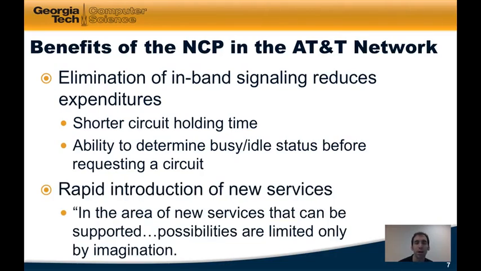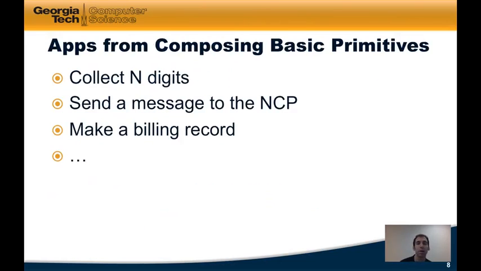Secondly, the technical reports cite the potential for rapidly introducing new services. In particular, quoting from the article, it says, in the area of new services that can be supported, the possibilities are only limited by imagination. So the idea was that the NCP architecture would expose various basic primitives, such as collecting n digits from a number, sending and receiving messages, making a billing record, and so forth, and more complicated applications could be built on top of those primitives.